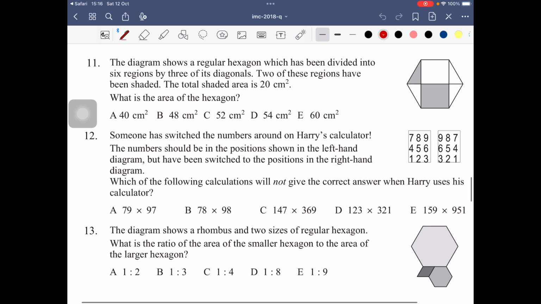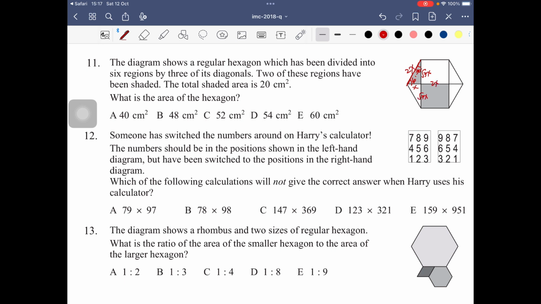Here the diagram shows a regular hexagon, so many hexagons in this exam. Now we understand this is a 60 degree and 30 degree. So let's say here is x, then this is square root of 3x and 2x. The total shaded area is 20. Because this is a regular hexagon, this should be 2x, so 2x again and square root of 3x.